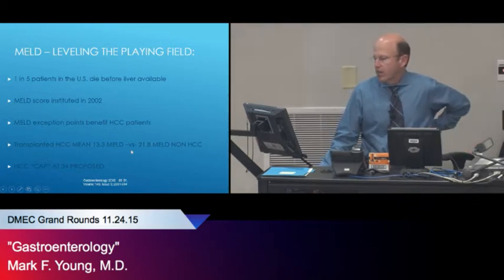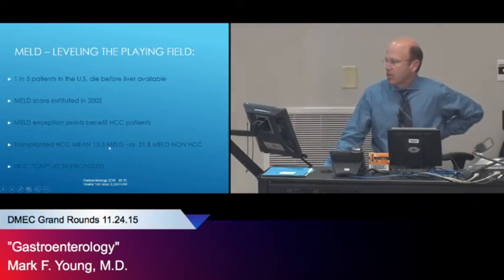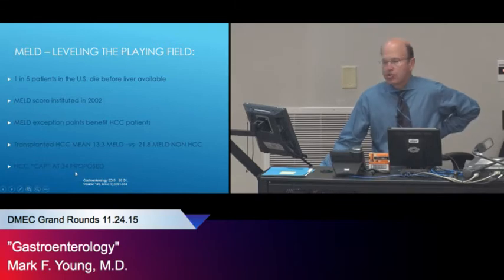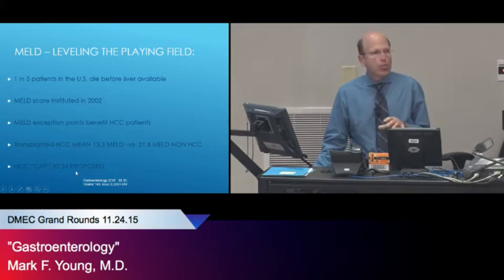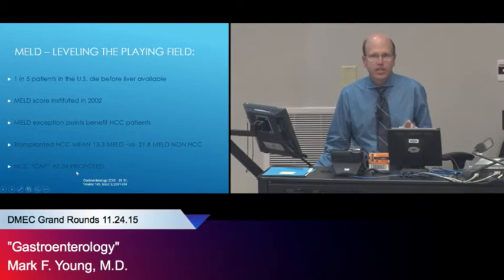And there was a recent study in Gastroenterology that looked at the mean transplanted score for a hepatocellular carcinoma patient, which was 13.3, and the mean transplanted score for a non-HCC patient was 21.8. So the new proposal is to cap the HCC score at 34 because the HCC patients have been getting an unfair advantage as far as transplant.